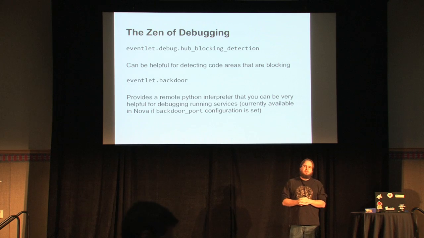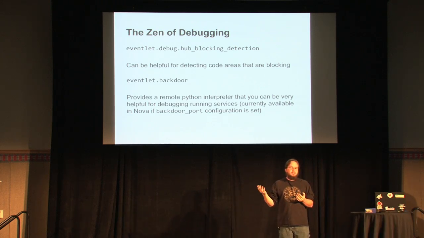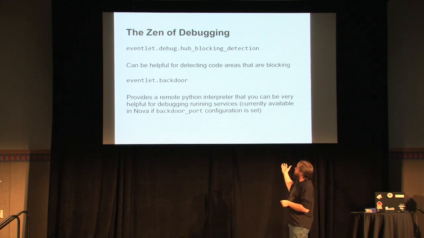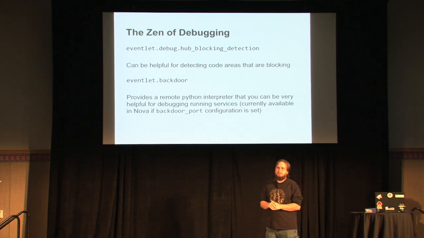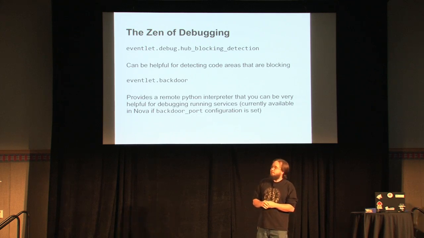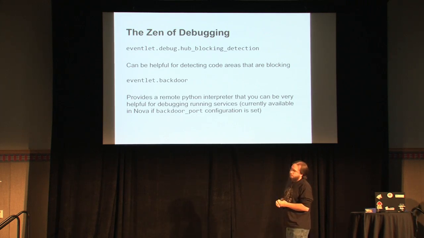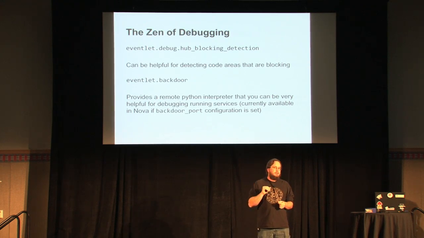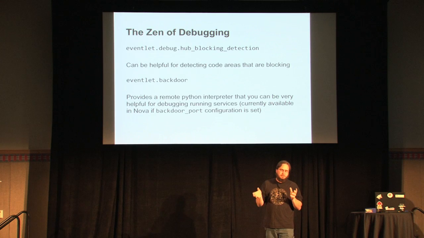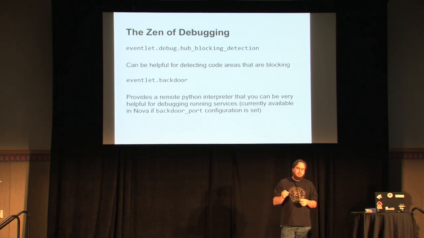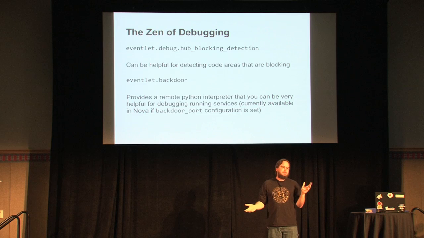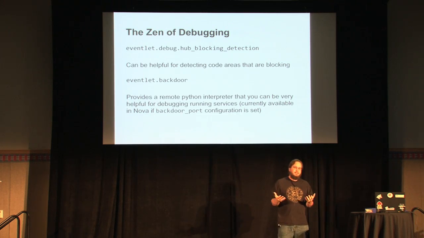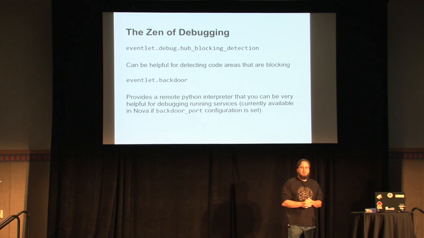From that Python prompt, you can introspect and inspect the objects within that running process, right now. Nova actually has support for that. I think Matt Dietz added that in. If you set the backdoor port configuration parameter on your Nova service, and I can't remember if it was Nova API or one of the services, you can then telnet into it. You can look at how many green threads there are, and you can look at your objects within the system. It's a nice little thing if you're having a really tough time figuring out what in the world is going on.